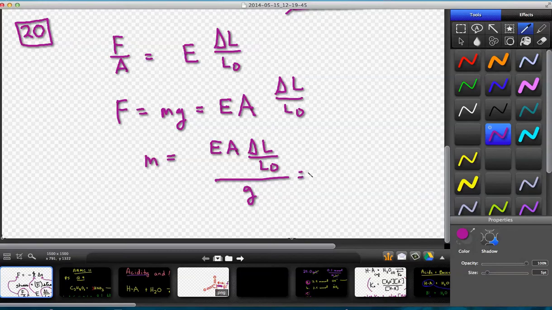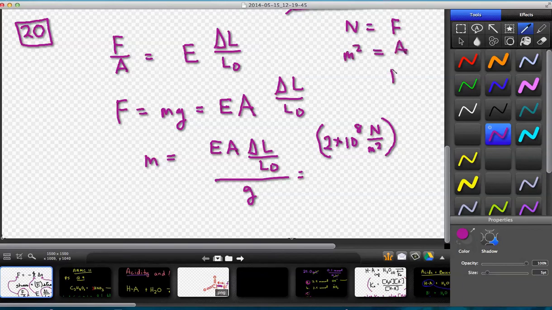Alright. We're given Young's modulus as 2 times 10 to the 8th newtons per meter squared. By the way, this unit, newtons per meter squared: Newton is a unit of force, meter squared is a unit of area. A newton per meter squared is force per unit area, which is pressure. That comes in handy later in the passage.